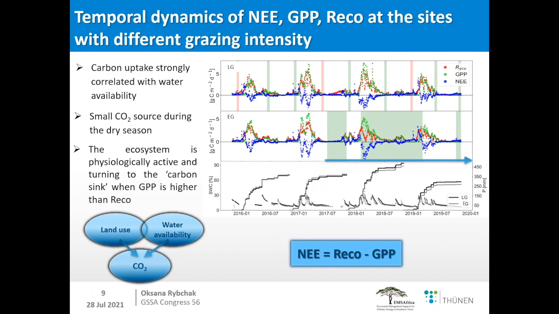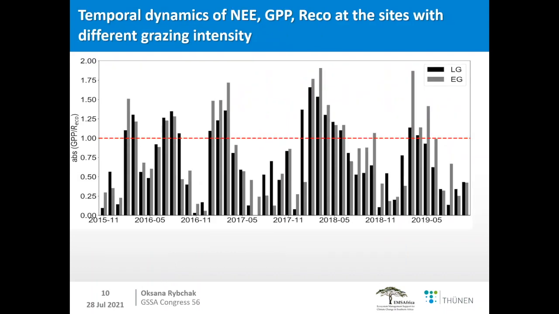Here we can see the absolute ratios of gross primary production to ecosystem respiration. When ratios are higher than 1, it shows that the ecosystem acted in that period as a carbon sink. Most of the time we can see that ratios are more than 1 during the growing season, with few exceptions, for example July and August in 2016.